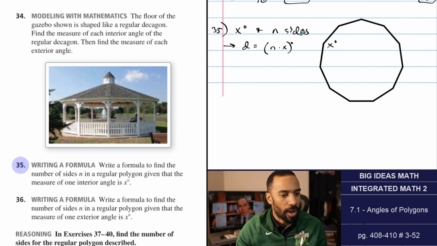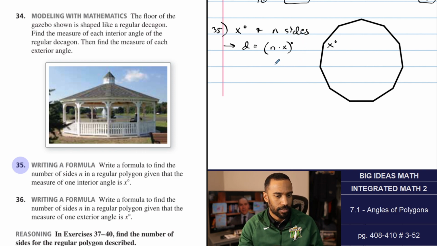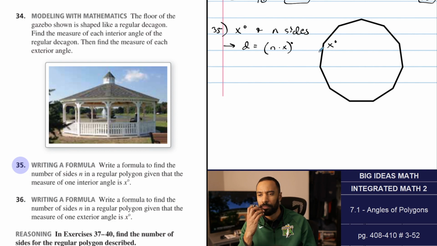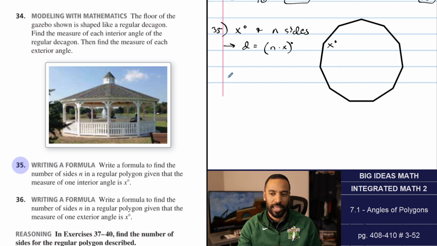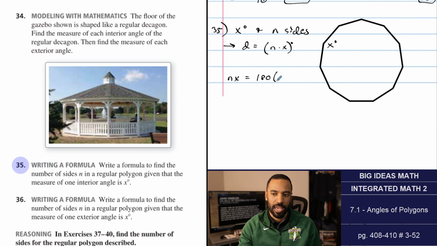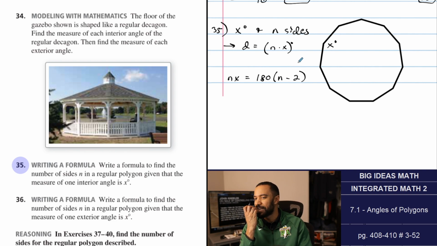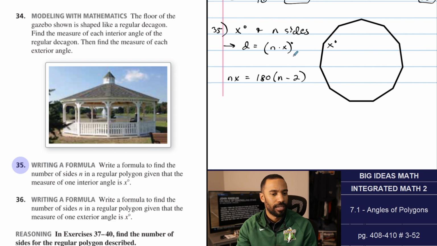Now, what do we do with that? Write a formula to find the number of sides. If this is the degree amount there, then remember the sum is 180 times n minus 2. So n times x equals 180 times n minus 2. Now, n is the number of sides, but n is also the number of sides here. So now we have to get that n by itself. No, I have to keep going.